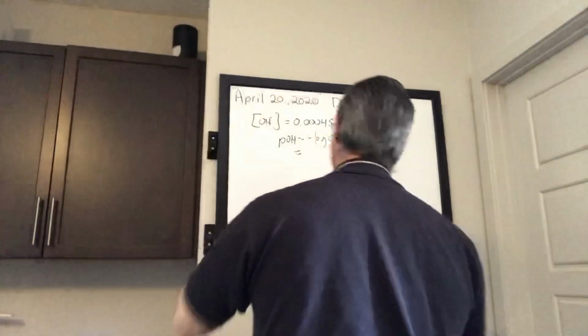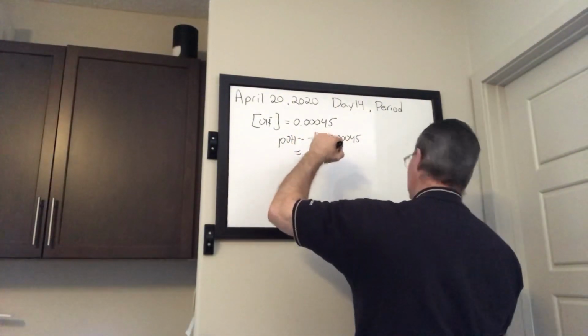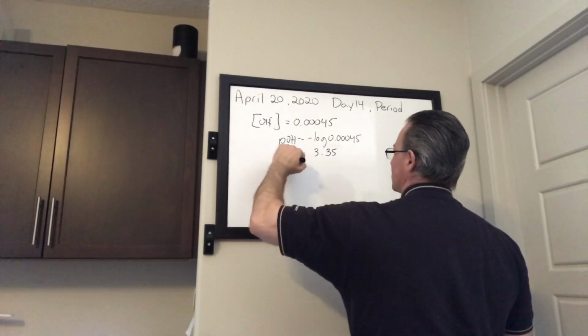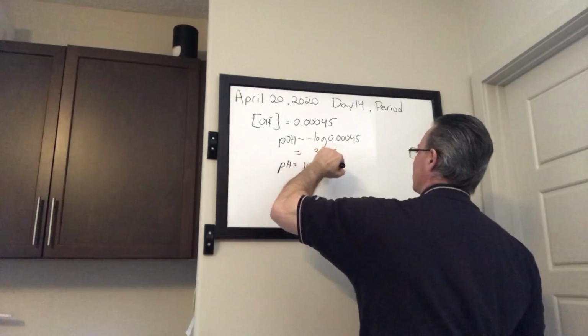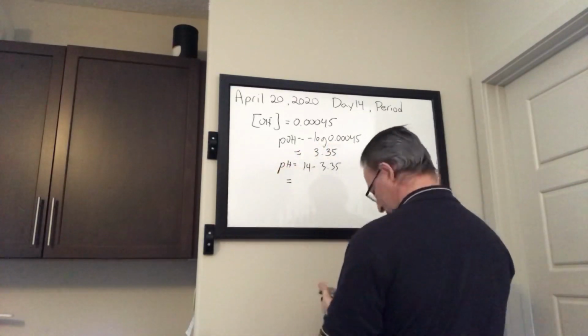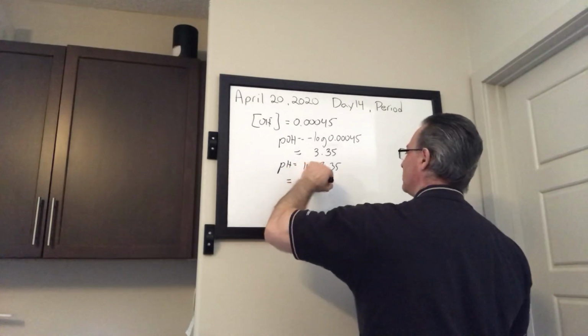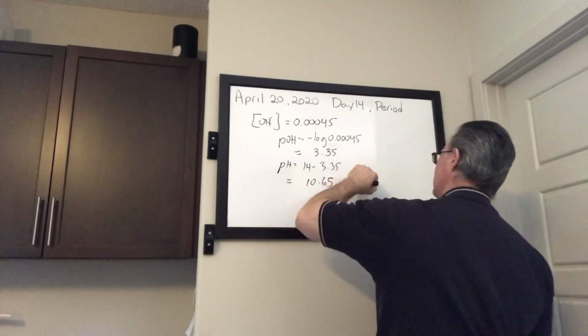That's going to give you a pOH of 3.35. So therefore the pH is going to be 14 minus 3.35, and the pH is equal to 10.65. So this is a basic solution.